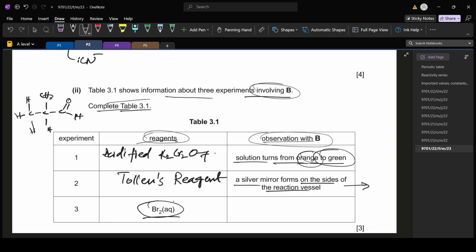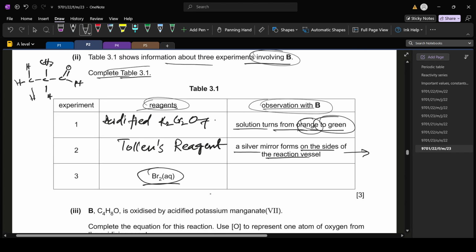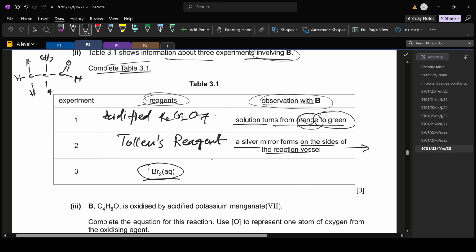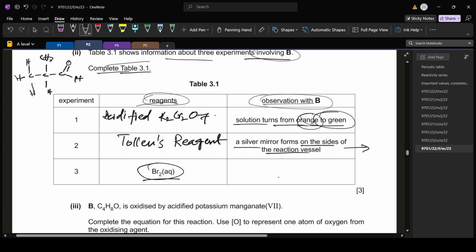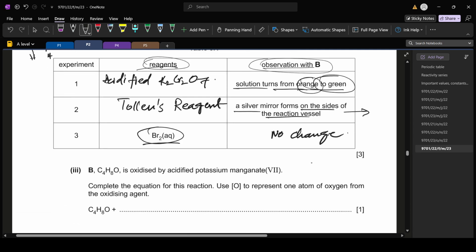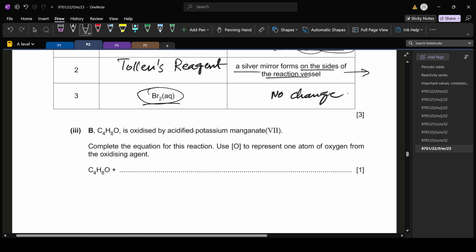Now when this reacts with bromine, there will be no change because there is no double bond in this aldehyde. You can see that, so no change. Bromine will decolorize when there is an alkene, but there is no alkene, so no change. Now B is oxidized by acidified potassium manganate 7, so it will also form carboxylic acid.